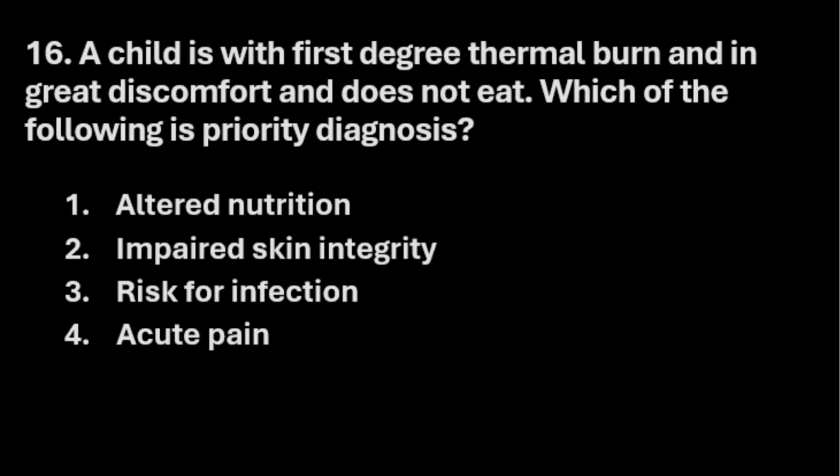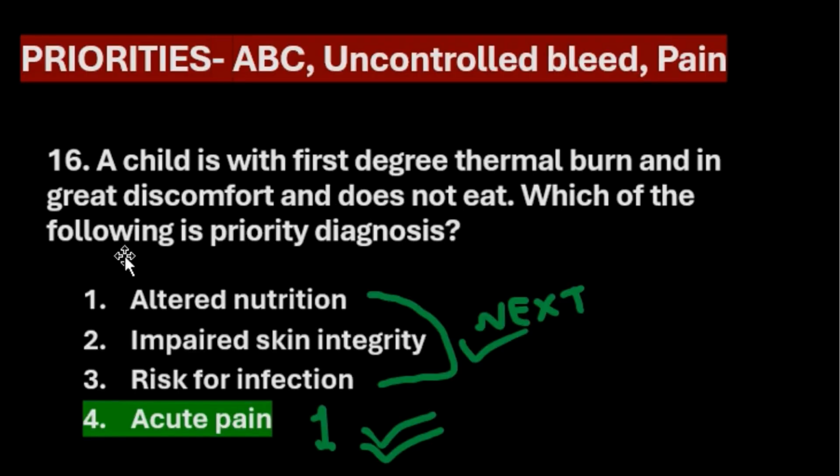Next question. A child with a first degree thermal burn is in great discomfort and does not eat. Which of the following is the priority diagnosis? First option is altered nutrition. Second option is impaired skin integrity. Third is risk for infection, and the final option is acute pain. Let us see the right answer. The right answer is acute pain.